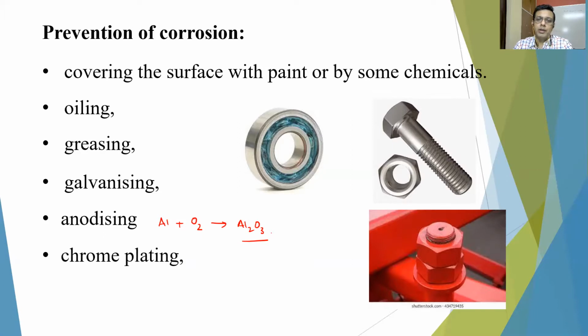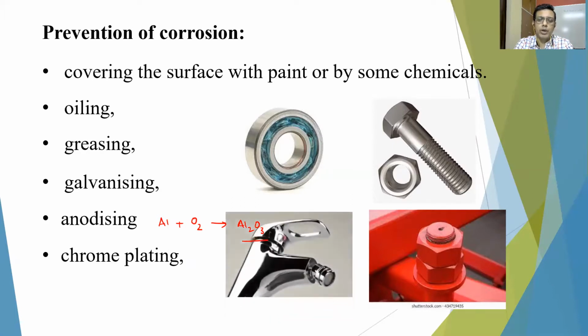Then chrome plating, where chromium is coated onto a metal by the process of electrolysis, and it gives a very shiny, fine finish to a metal, like this water tap. It is chrome plated. Chromium is one of the hardest metals, so when chrome plating is done, it looks better and this beauty remains for a longer time.